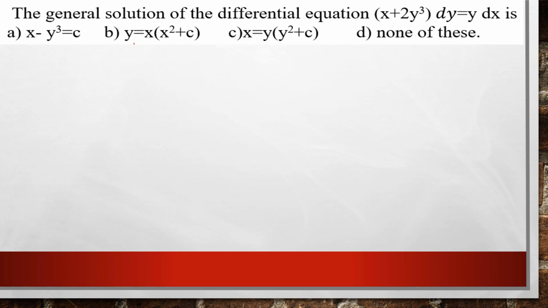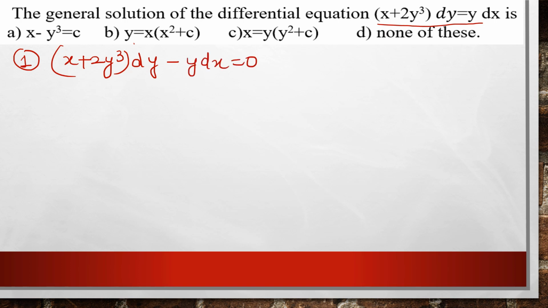Now in this question they are asking about the general solution of this equation, right? And this question can be solved by three methods. First is exact form, where you can check whether this is exact or not. So this will be x dy minus y dx equals 0. This will be M dx plus N dy form. You can solve this by that method.